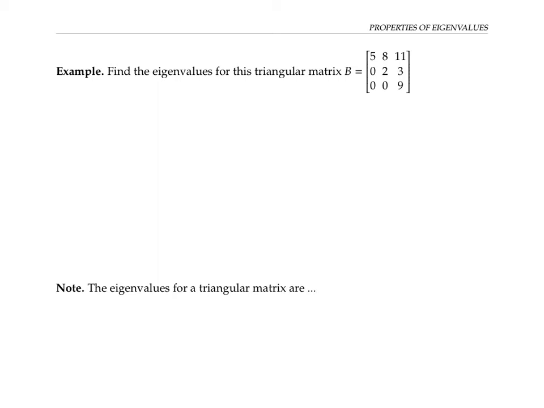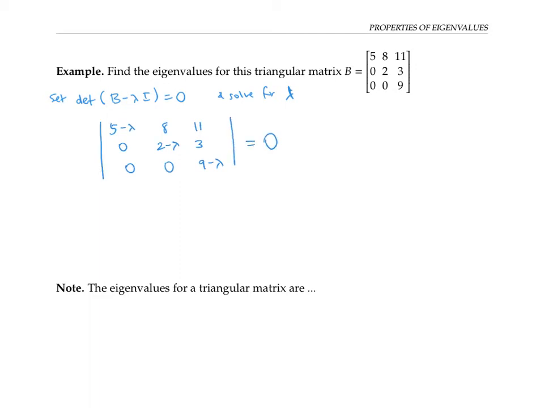We can find the eigenvalues for B by computing the determinant of B minus lambda I, setting it equal to 0, and solving for lambda. Since the matrix lambda I has lambdas on the diagonal and zeros everywhere else, when we take B and subtract lambda I, we're just subtracting a lambda along each of the diagonal entries. Now we need to take the determinant of this and set it equal to 0.